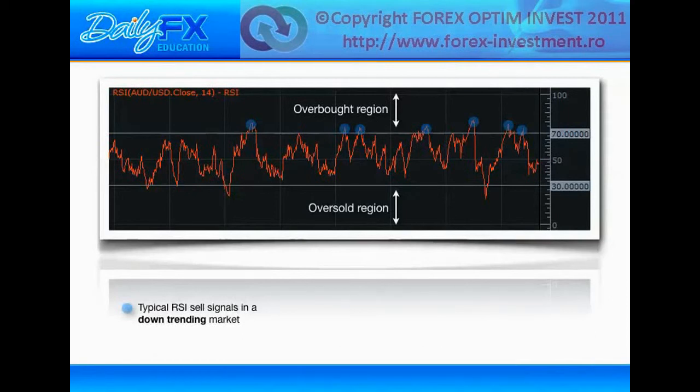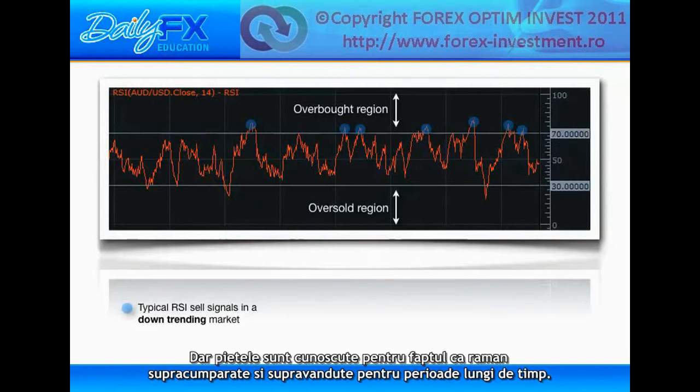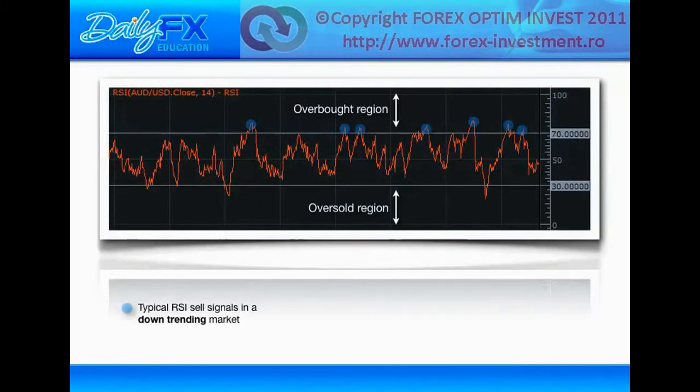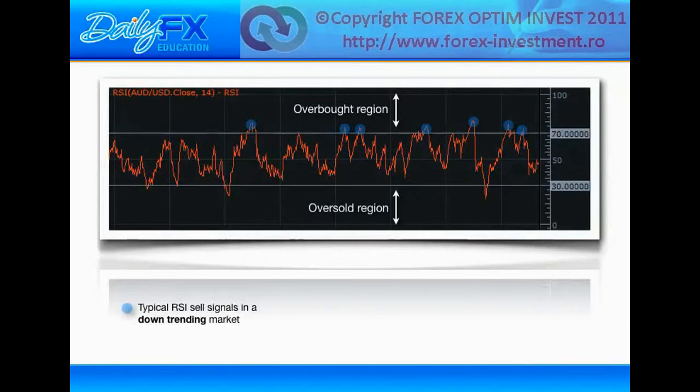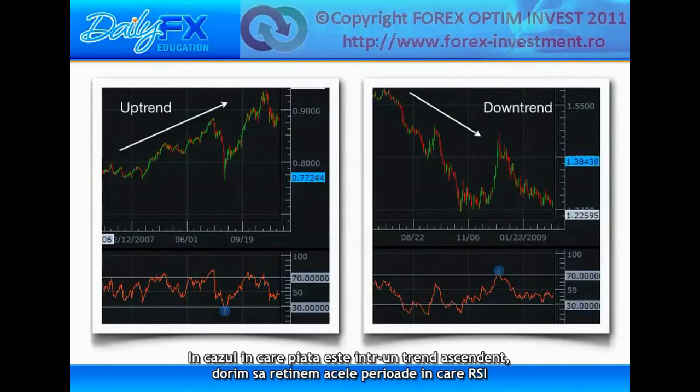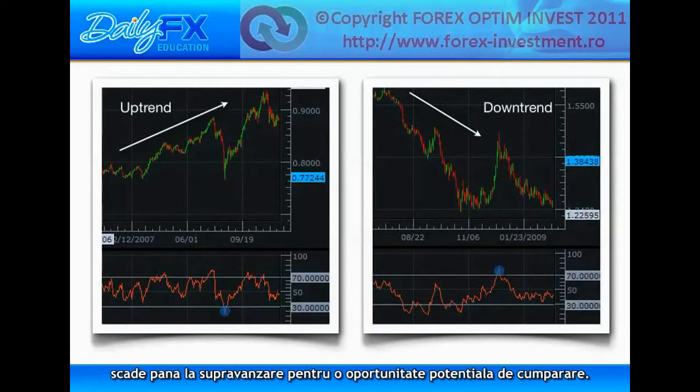But markets are known to stay overbought and oversold for long periods of time. This is really what identifies a strong trending move. So we don't want to look for sells when the market is in a strong move up, or to look for buys when the market is in a strong move down. So the key to using this indicator, like all other indicators, is to first identify the direction of the trend. When the market is in an uptrend, we want to note those periods that the RSI moves down to oversold as a potential buying opportunity.